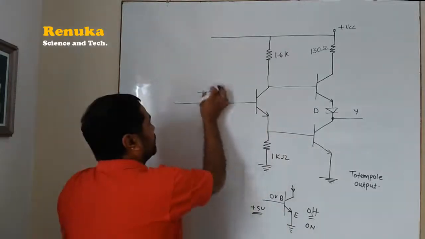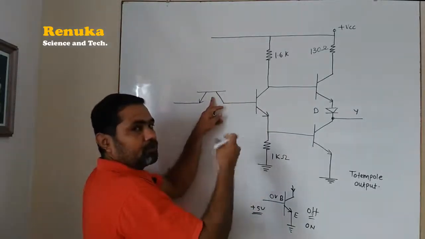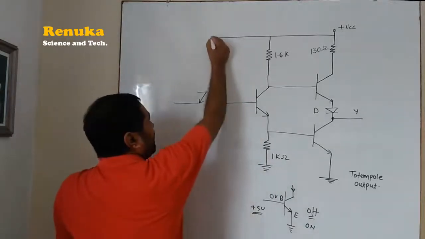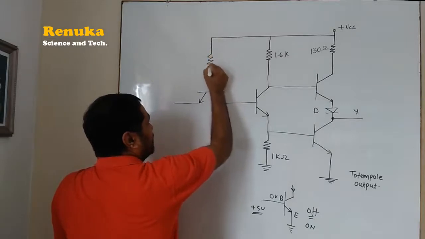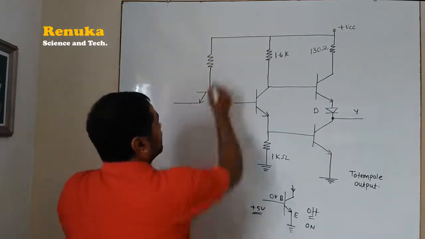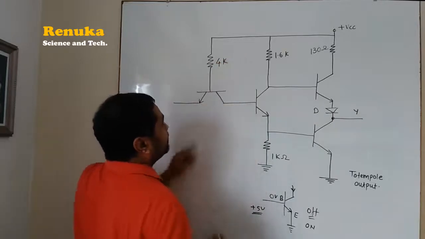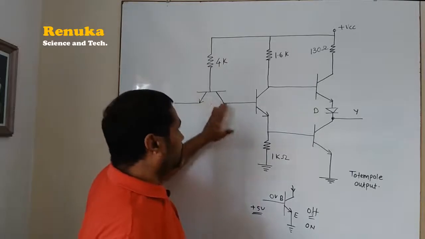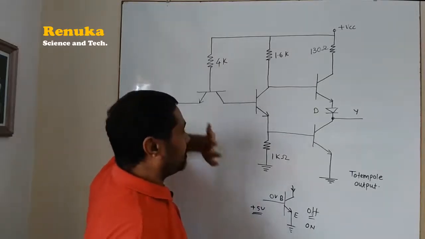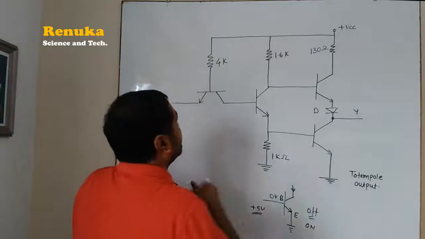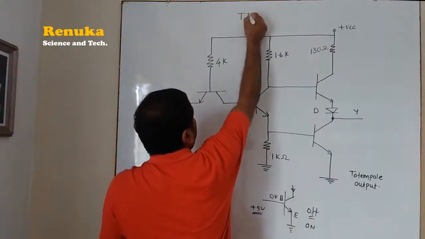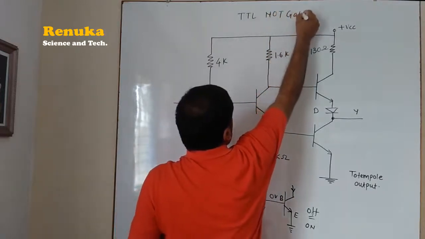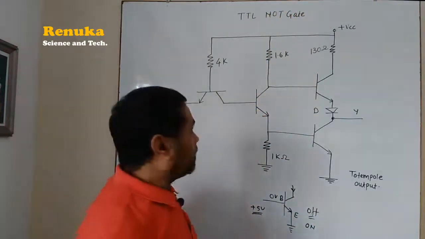Now this transistor should have some current. That is why the power supply's positive terminal is connected through a resistor to the base of this transistor, and the value is 4 kilo ohm. It is 4 kilo ohm because we need a very small voltage to drive this transistor. That is why a 4 kilo ohm resistor is connected here. Now this is the circuit diagram for the TTL inverter. So this is the TTL NOT gate.